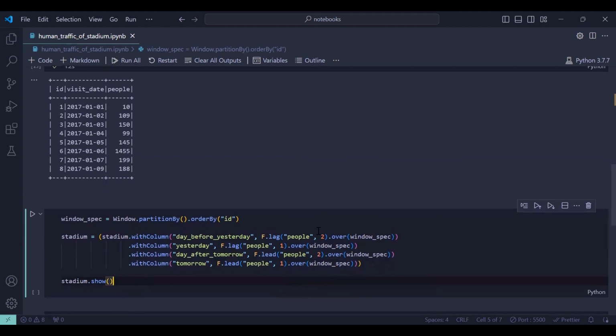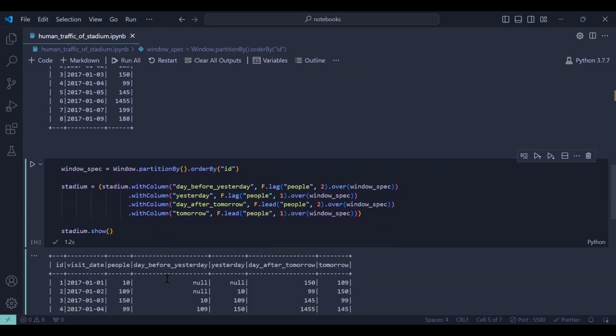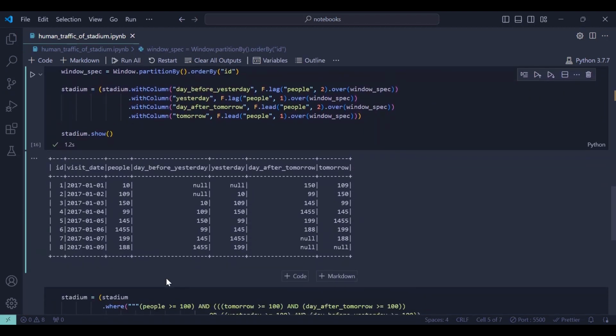So now using lead and lag, I have calculated day before yesterday, yesterday, day after tomorrow, and tomorrow. Let's see how our data set will look. Here we have the values. For the first record, day before yesterday is null and yesterday is null, because we do not have any data. Day after tomorrow is 150 and tomorrow is 109. That is 1, 2, and 3. Correct.